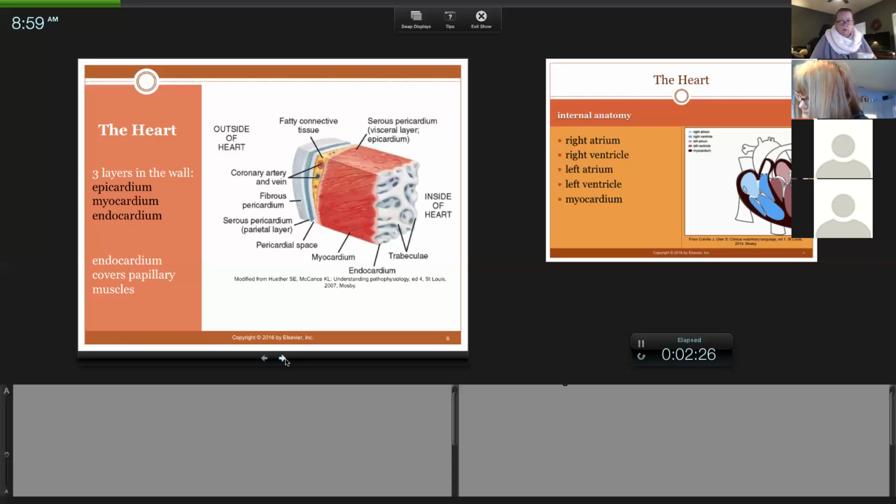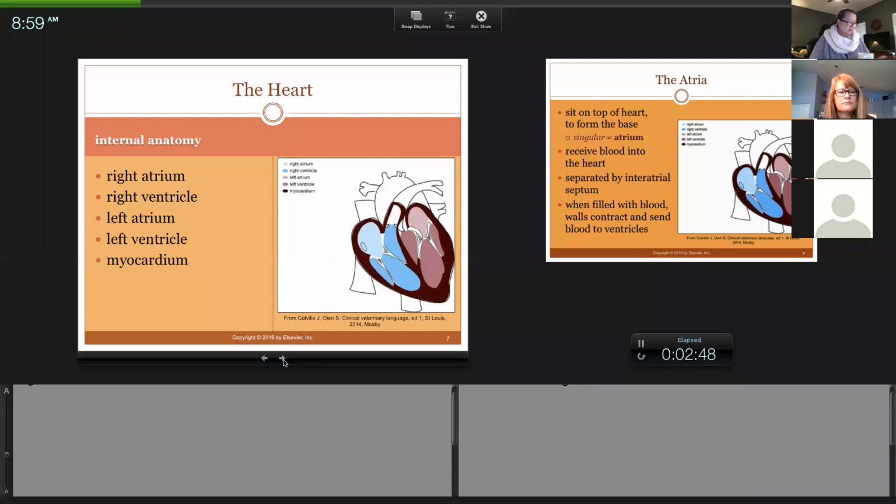Have you ever heard of endocarditis, which people sometimes get, and we talk about it in animals too? It's an inflammation of the inside of the heart. Myocarditis would be if the muscles are inflamed. Pericarditis is when we have inflammation of the pericardium. And we'll get into that as well.